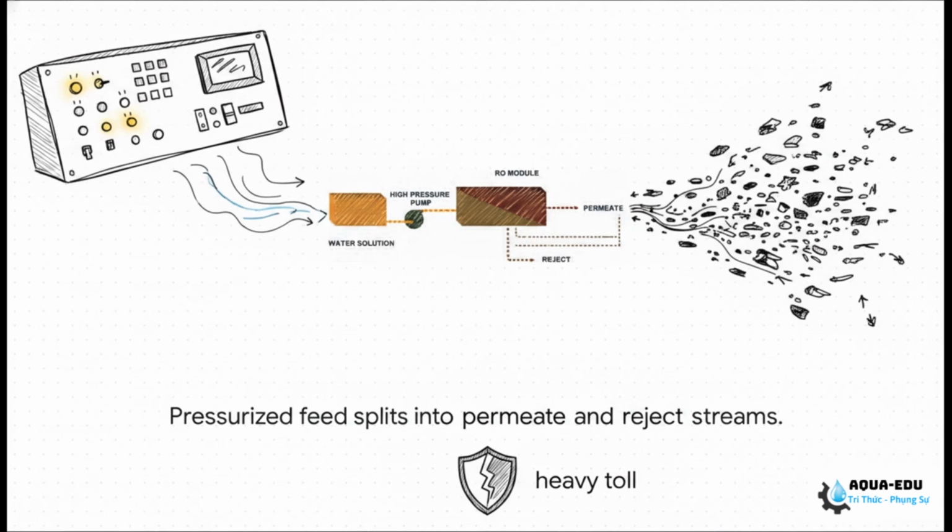In any UPW system, the RO module is basically our frontline bouncer. It's the first line of defense. Pressurized feed water goes in, and it's physically split into crystal clear permeate and a heavily concentrated reject stream. Look, if this physical defense fails, the entire downstream system pays a massive toll.